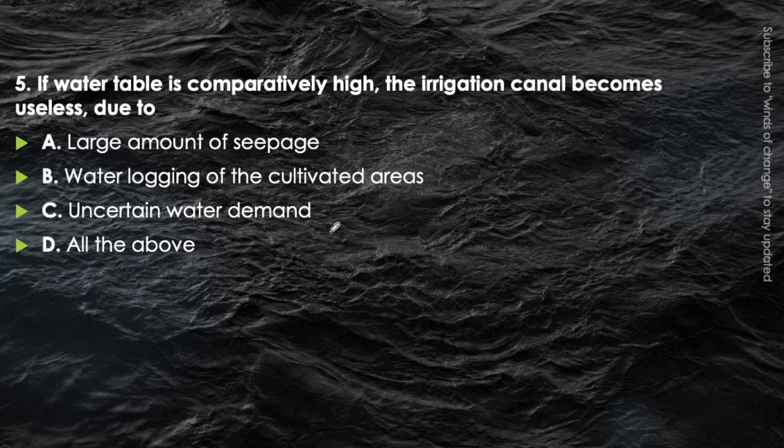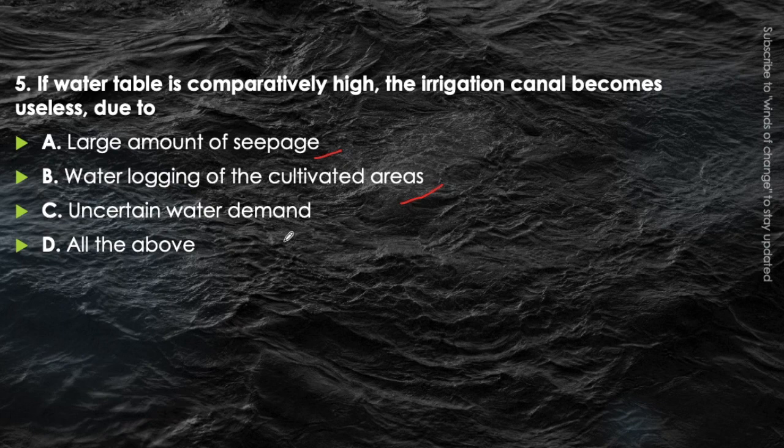Think about it. If the water table is comparatively high, meaning it is at a higher level, the irrigation canal becomes useless. Why is it so? There will be a large amount of seepage, which is correct. Waterlogging of the cultivated areas will occur since the water table is high. This is a reason for the waterlogging. If there is a high water table, there will be higher waterlogging.